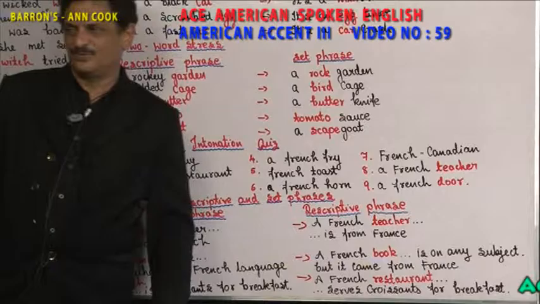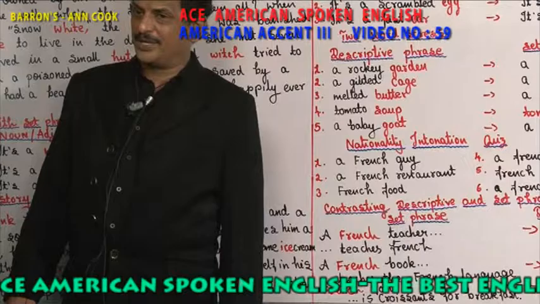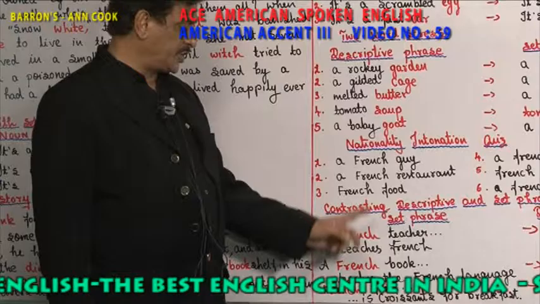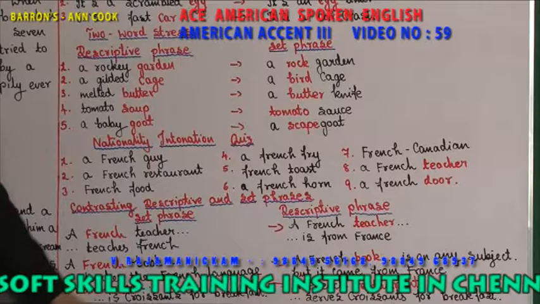An American hotel. An American guy. What's the difference? So, a French book teaches the French language. A French book. This book comes from France. You got it, sir. French food. Croissants for breakfast. What do you mean by croissants?